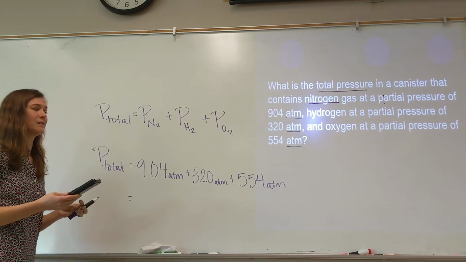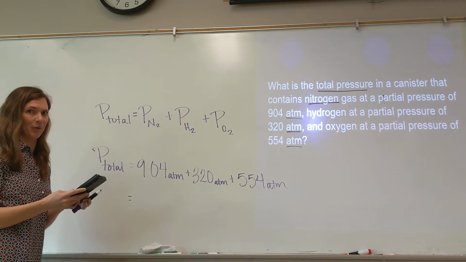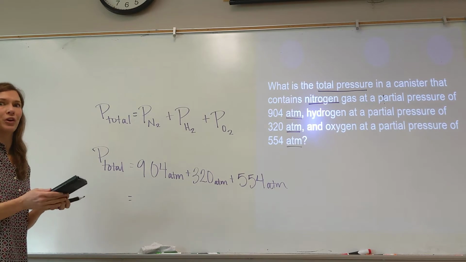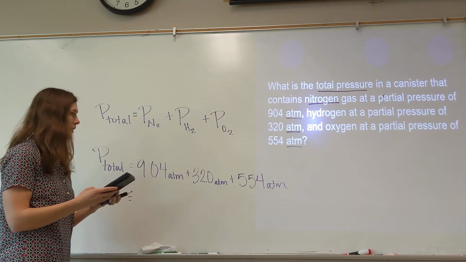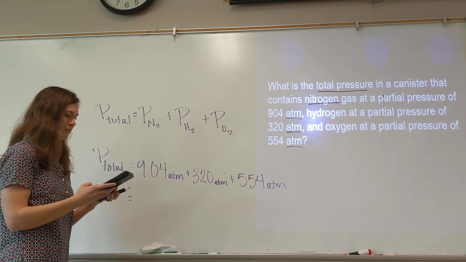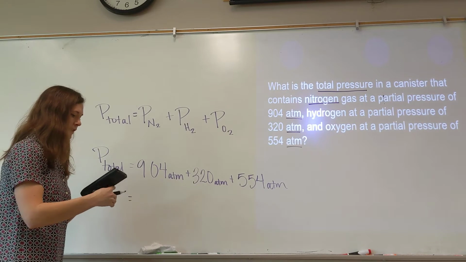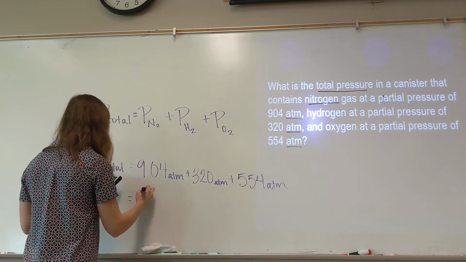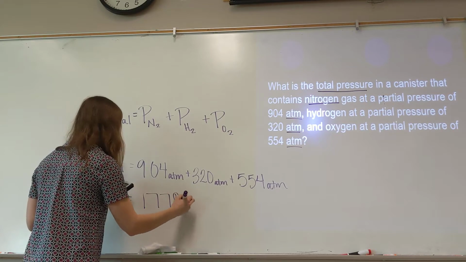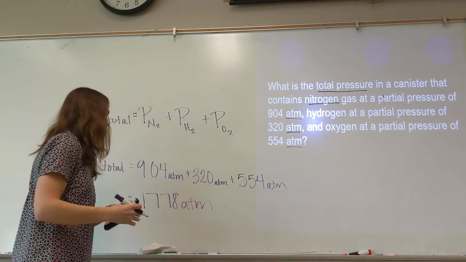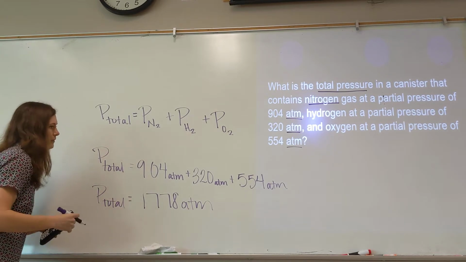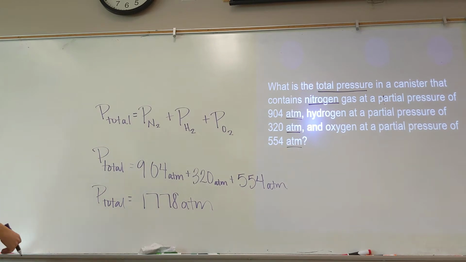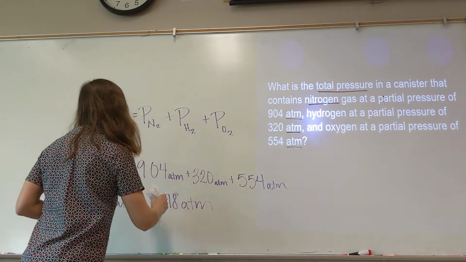And it should be noticed, this would be a really, really high pressure. Atmospheric pressure or normal pressure is about 1 atmosphere. So we would have 1,778 ATM is equal to P total. Alright, so that was a pretty easy problem. We're going to move on to another slightly more difficult problem.